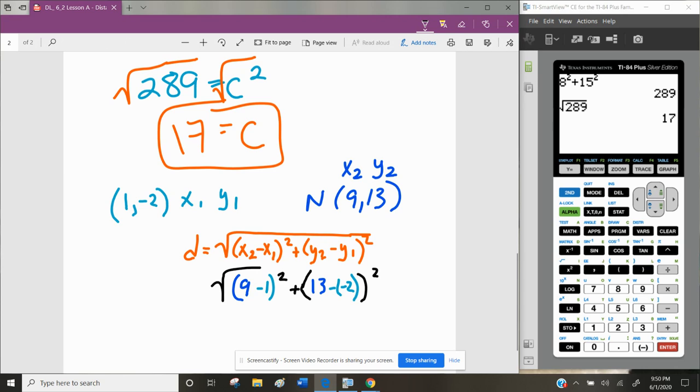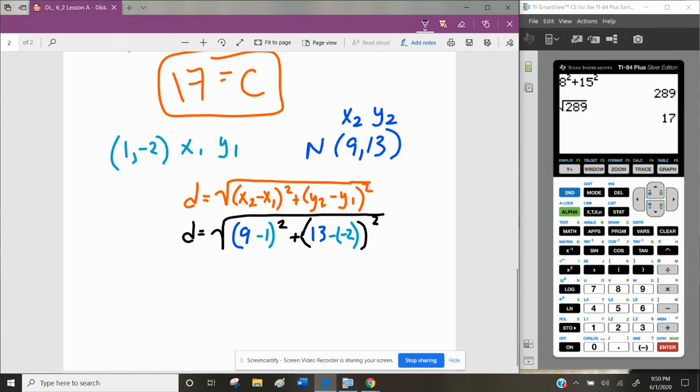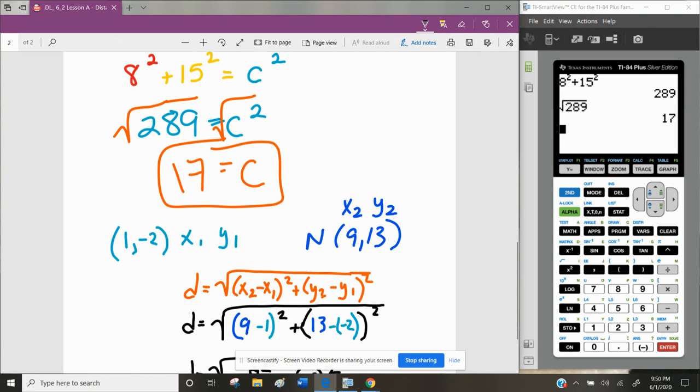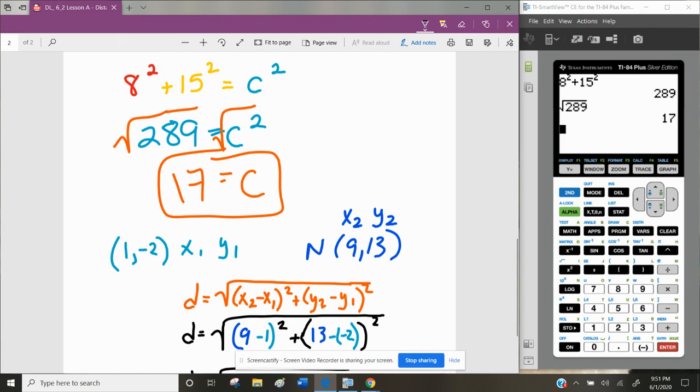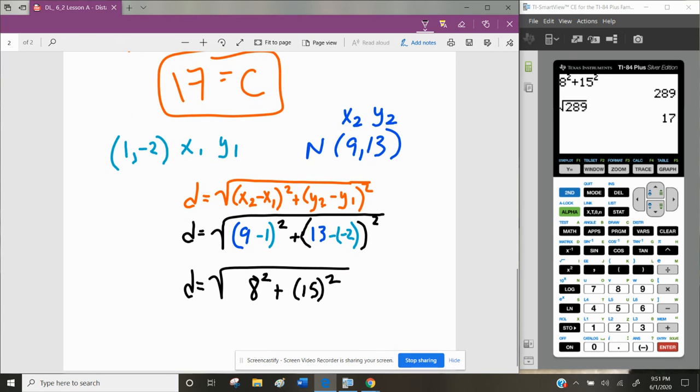So we have to follow order of operations when evaluating this. You could put this right into your calculator, making sure it's entered appropriately. So we're going to get d equals radical 9 minus 1 is 8 squared, 13 plus 2 is 15 squared. Oh goodness, look what we have: 8 squared plus 15 squared. Then we took the square root of that sum, and we know that we're going to get 17.